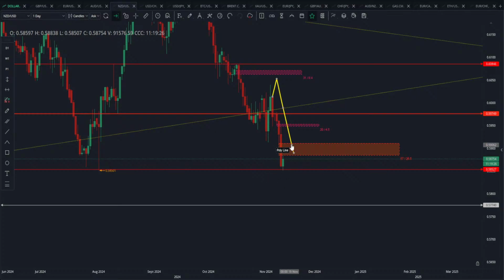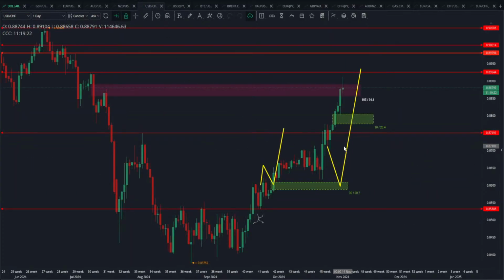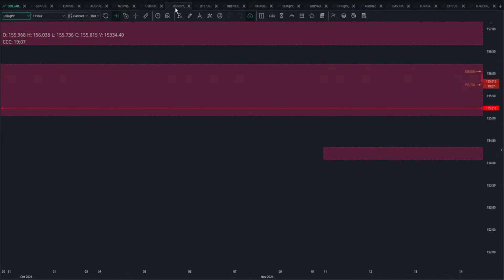Now, till the time the price doesn't close above this, I am not bullish. USD CHF, yes, it has closed, not closed higher. It has closed above the 50% of this fair value gap, above which I will be very bullish in this market. Now, if the price fails to close above and goes below, then I will be looking for the lower prices in this USD CHF.